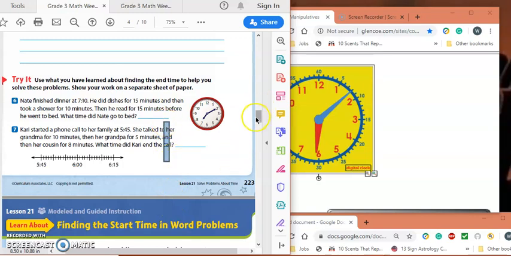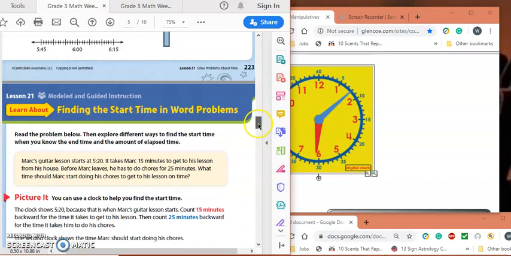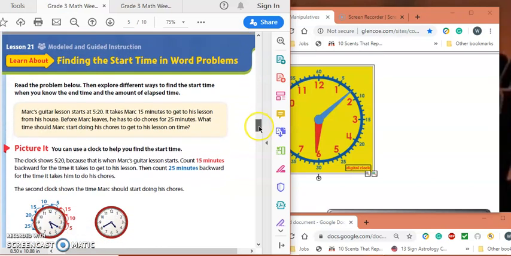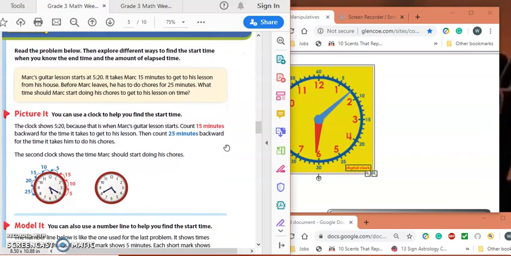Now we're going to talk about finding the start time in word problems. We're going to read the problem below and then explore different ways to find the start time when we know the end time and the amount of elapsed time. Mark's guitar lesson started at 5:20. It took Mark 15 minutes to get to his lesson from his house. But before Mark leaves, he has to do chores for 25 minutes. What time should Mark start doing his chores to get to his lesson on time?